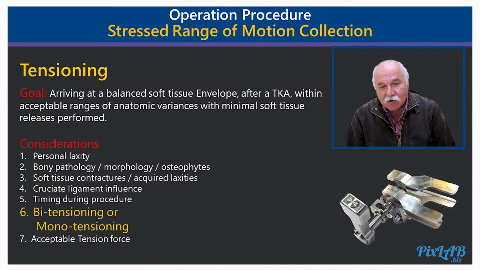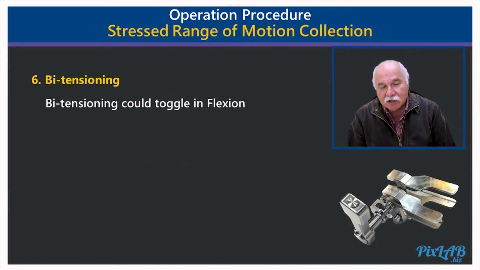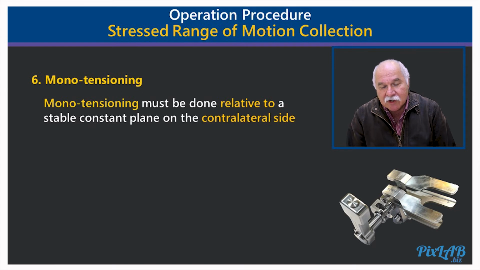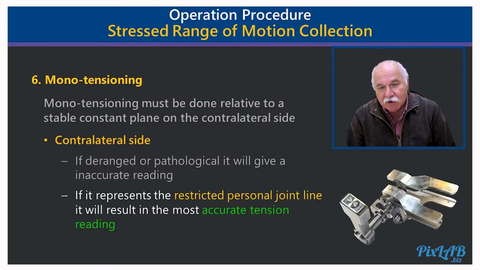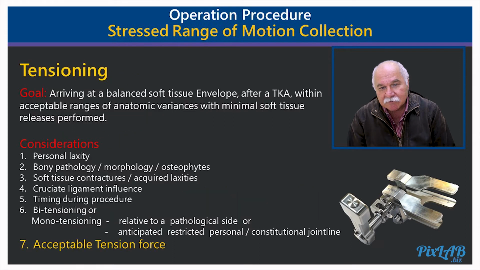Question of bitensioning or monotensioning. Bitensioning, as discussed, could toggle in flexion if the posterior cruciate is still intact. Monotensioning always has to be relative to the contralateral side, so evaluation of the contralateral side is important. If it is deranged or pathological, it will give an inaccurate reading. But if it represents the restricted personal tibia joint line, it will result in the most accurate tension reading.